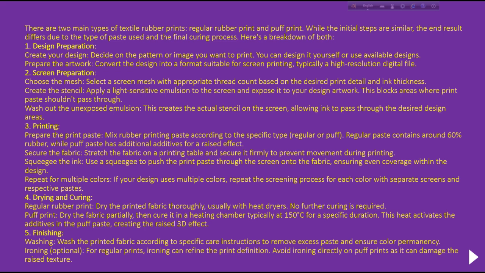Then drying and curing. Regular rubber print: dry the printed fabric thoroughly, usually with heat dryers. No further curing is required. Puff print: dry the fabric partially, then cure it in a heating chamber, typically at 150 degrees centigrade. This heat activates the additives in the puff paste and creates a raised or 3D effect.